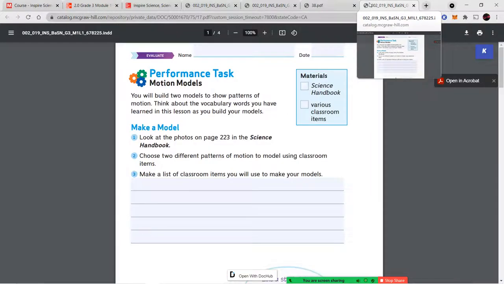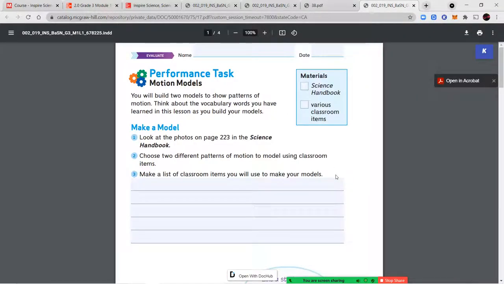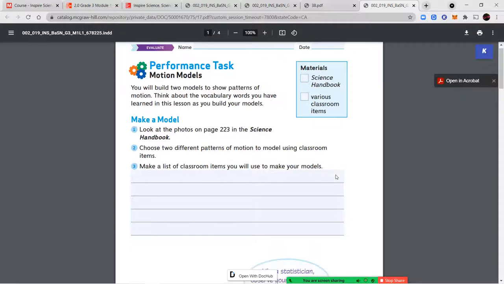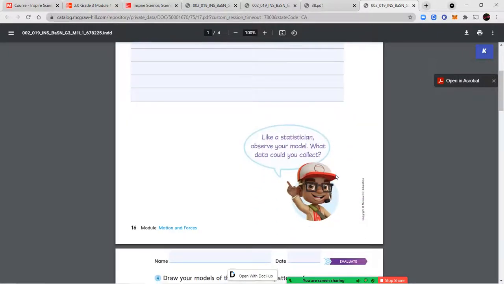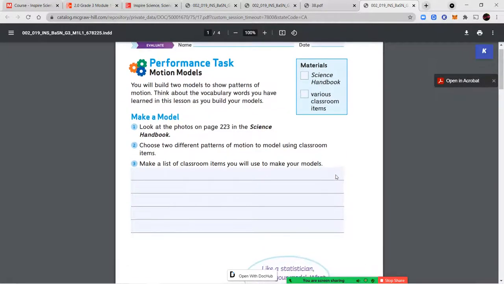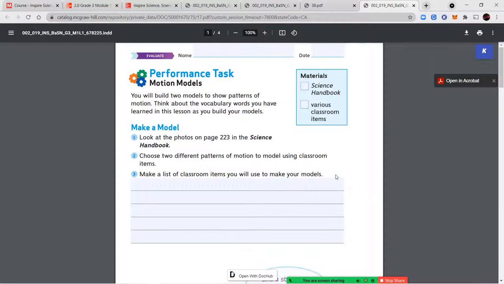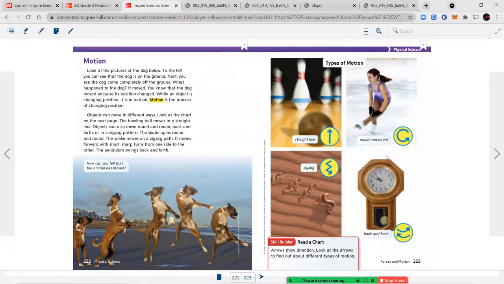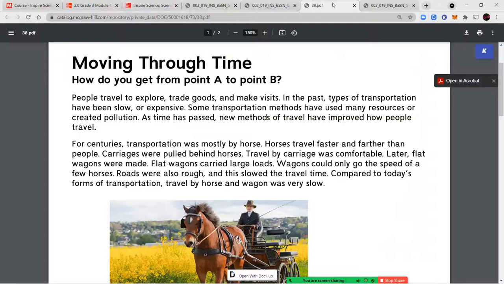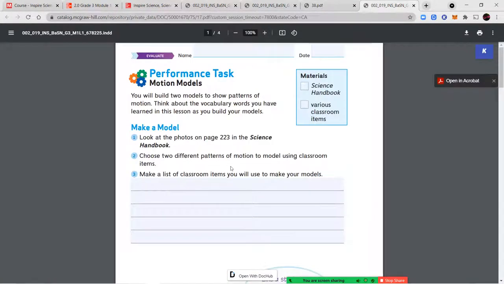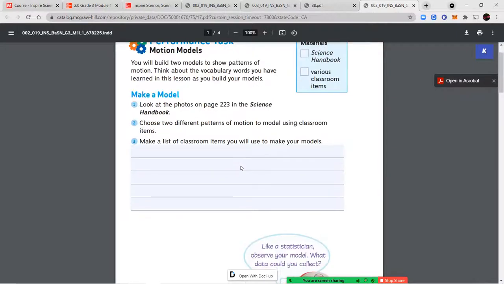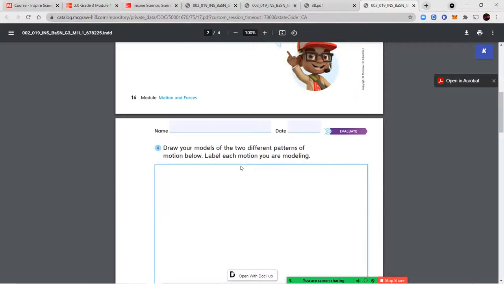All right, moving on, let's take a look at our next page. So we have a performance task for page 16. You're going to build two models to show patterns of motion. So we're going to look back on page 223, right here, and we're going to look at these four different kinds of motion. And what you're going to be able to do is go through and choose different items, either in your classroom or in your home, that you're going to use to model those different kinds of motion.